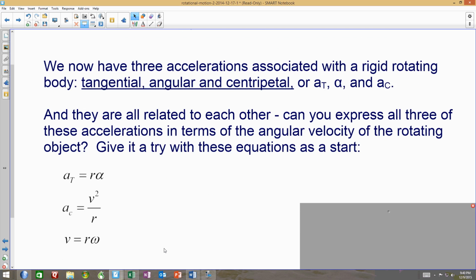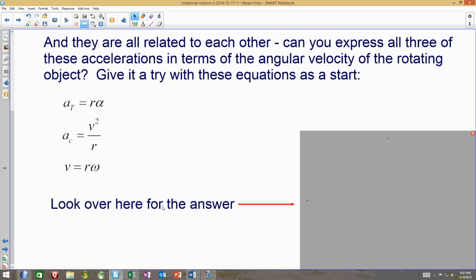We now have three accelerations associated with a rigid rotating body. We have tangential, which is tangent to the circular path. We have angular, and we have centripetal, which is the center-seeking acceleration. And they all are related to one another. Can we express all three of these accelerations in terms of the angular velocity of the rotating object? Let's go ahead and give it a try with these equations.